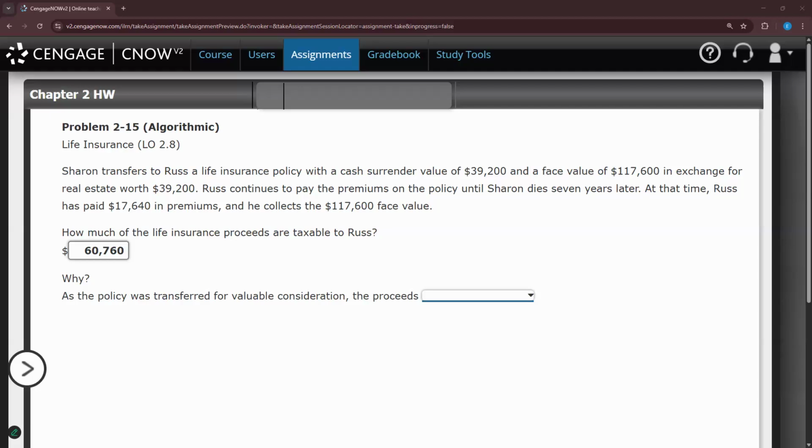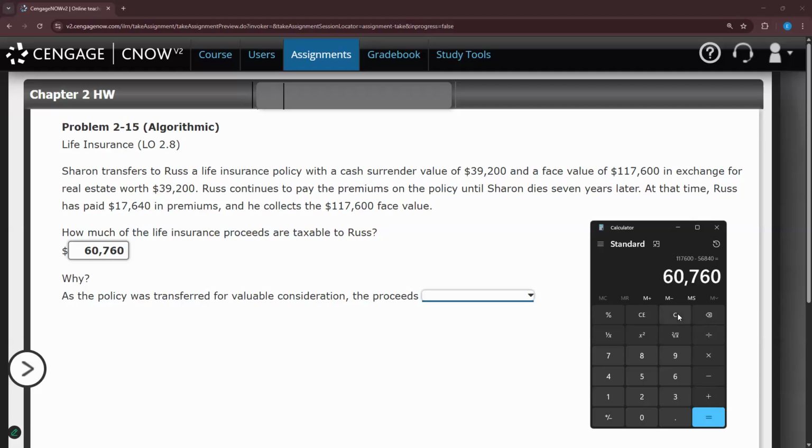So in this case, because there's a transfer of value, the proceeds at the death of the insured is going to be taxable to the extent that the cash surrender value of the policy at the time it is transferred plus the amount of the insurance premium. So again, the key thing to keep in mind is that the cash surrender value was the 39,200 plus the amount that Russ paid in premiums, 17,640. We subtract that from the face value, and that is why $60,760 is going to be taxable to Russ.